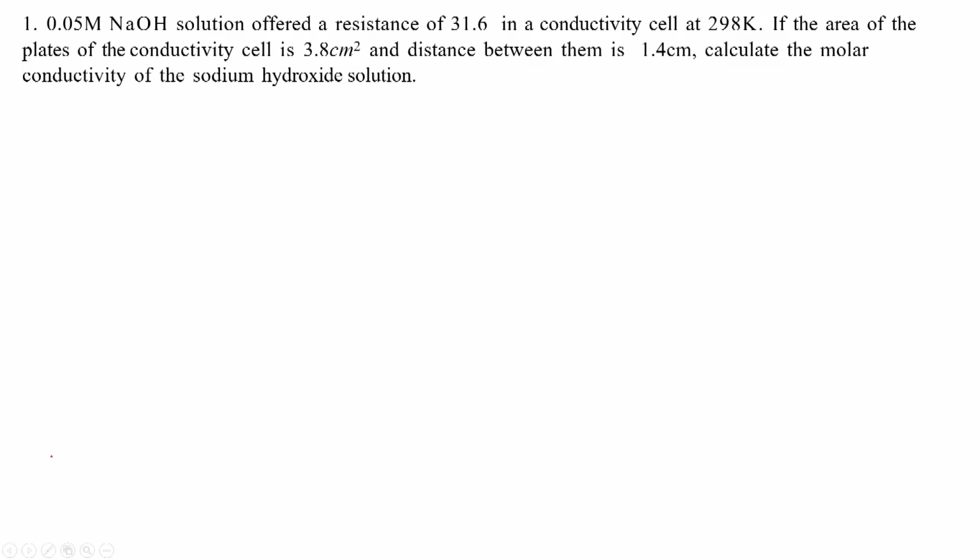The first problem is: a 0.05 molar NaOH solution offered a resistance of 31.6 ohm in a conductivity cell at 298 K. If the area of the plates of the conductivity cell is 3.8 centimeter square and the distance between them is 1.4 centimeter, calculate the molar conductivity of the sodium hydroxide solution. So the value of A is given, the area of the plates, and the length L is also given. So L is 1.4 centimeter and A is 3.8 centimeter square, okay.